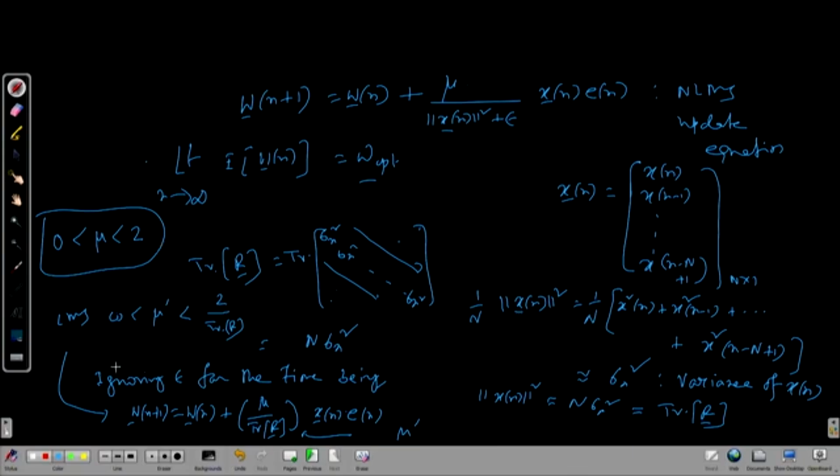But here the advantage is that the upper limit of mu is not dependent on input statistics, it is a constant number 2, and that is what we wanted from the beginning, because if the input statistics change, in the case of LMS there is a problem, because the upper limit is 2 by trace R, R is the input autocorrelation matrix. So, that matrix will change, but here even if the input autocorrelation matrix changes, I am safe, because as long as I keep mu less than 2, I do not care, I will always have convergence. This is the beauty of the NLMS algorithm.